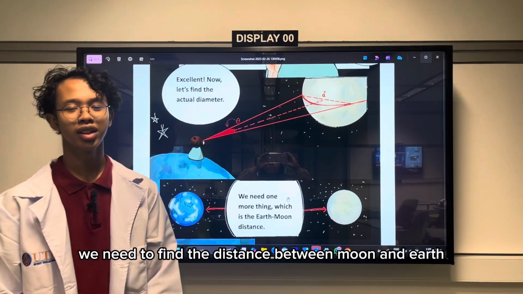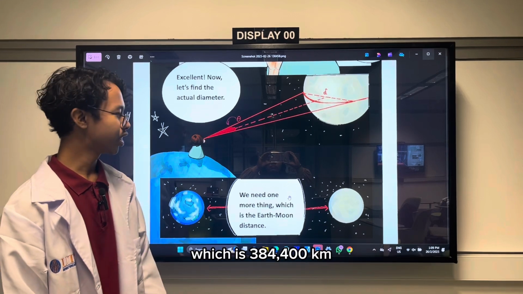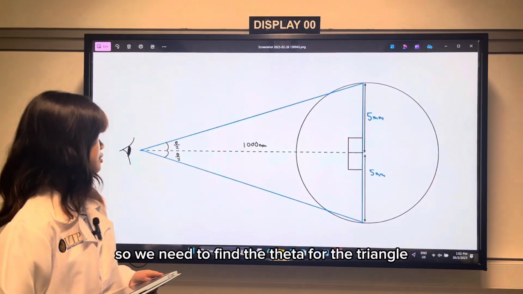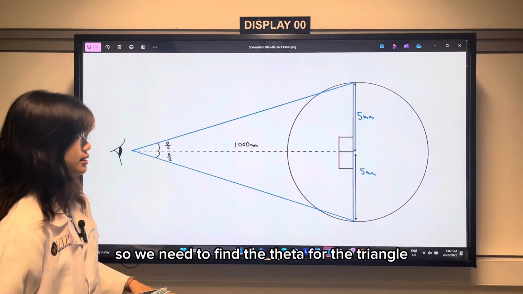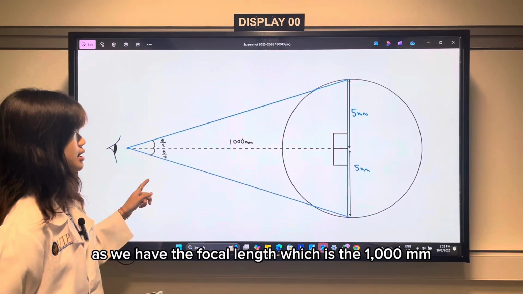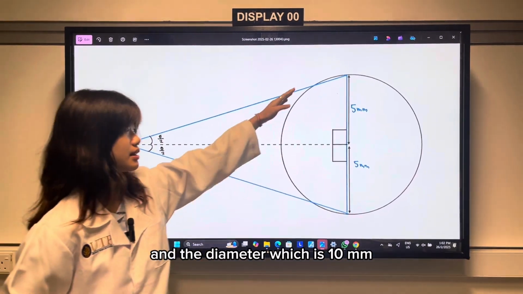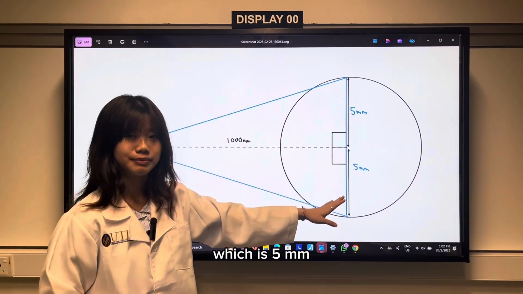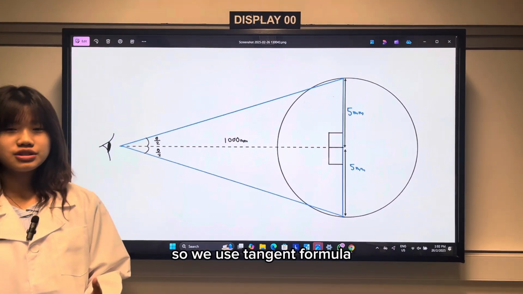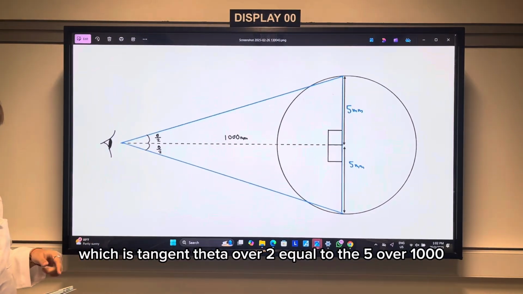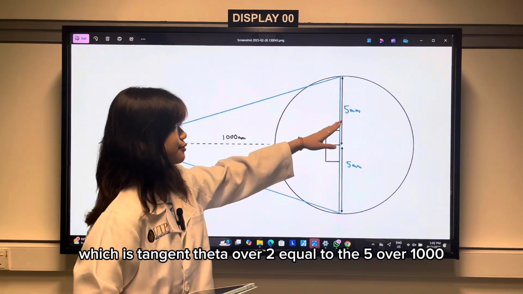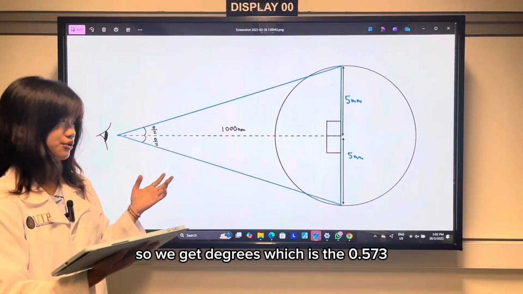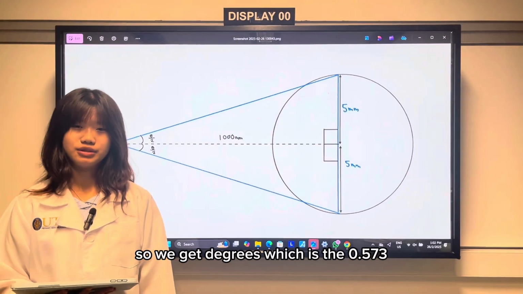But first things first, we need to find the distance between the moon and the earth, which is 384,400 kilometers. So we need to find theta for the triangle. As we have the focal length, which is 1000 millimeters, and the diameter, which is 10 millimeters, the radius is 10 over 2, which is 5 millimeters. So we use the tangent formula: tan(theta/2) = 5/1000. So we get 0.573 degrees.